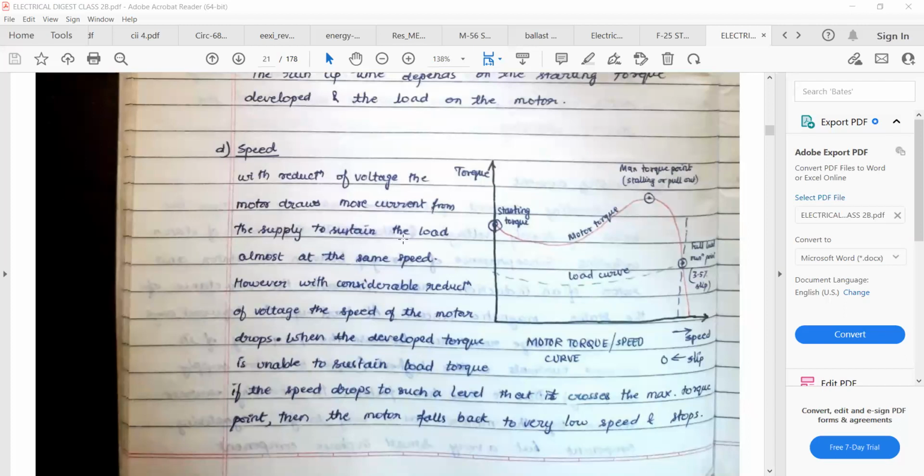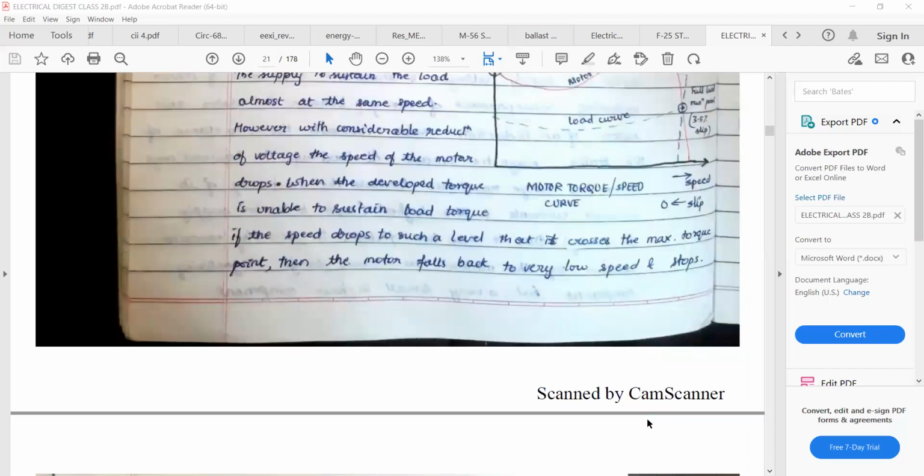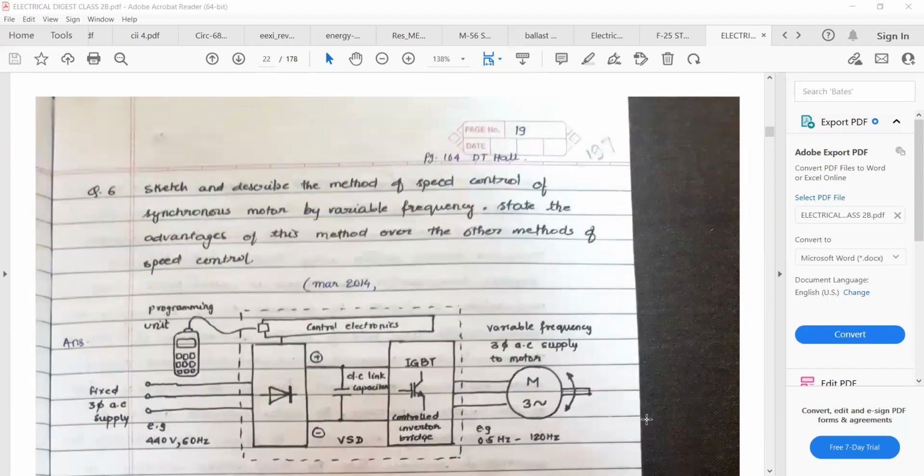So if you want to maintain the same speed and you are decreasing the voltage, then it will take more current. However, with a considerable reduction of the voltage, the speed of the motor drops. So if you are dropping the voltage, the speed is also going to drop. When the developed torque is unable to sustain the load torque, if the speed drops to such a level that it crosses the maximum torque point, then the motor falls back to very low speed and stops. Clear?